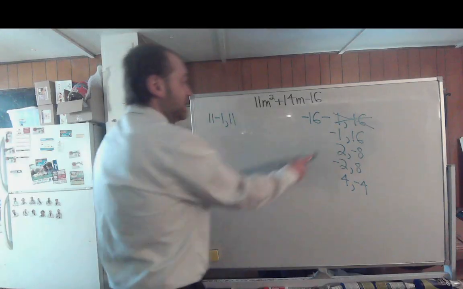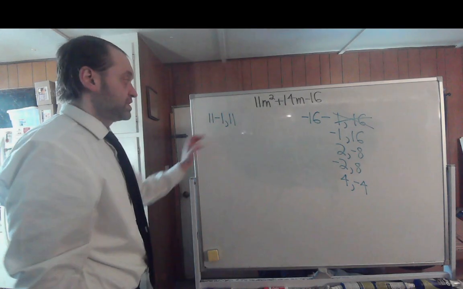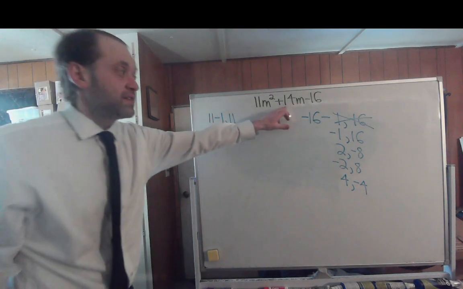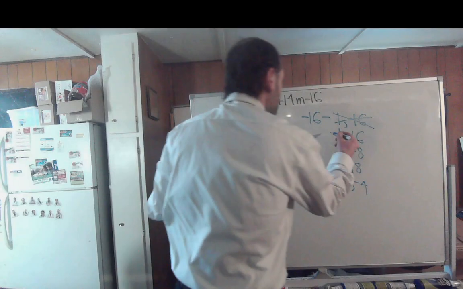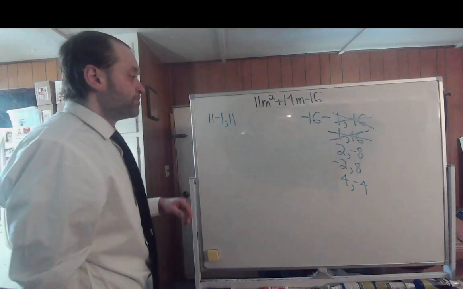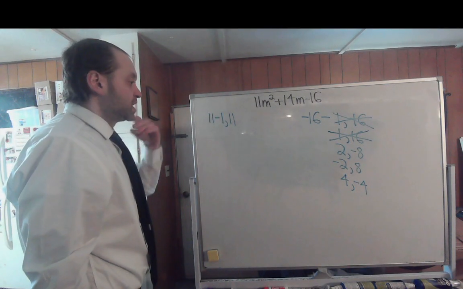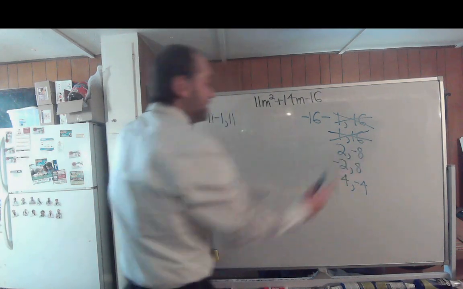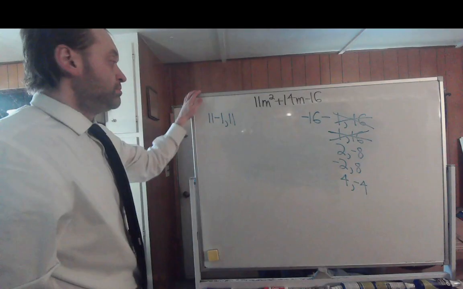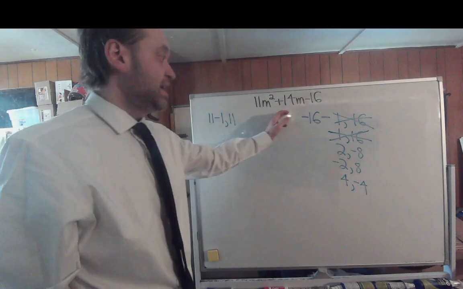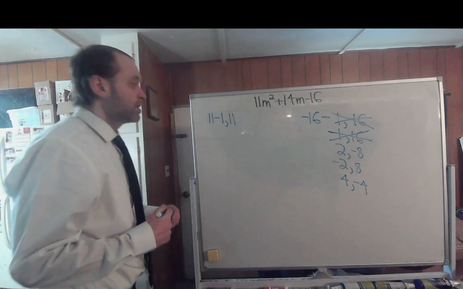11 times negative 1 is negative 11 plus 1 times 16, so that'd be negative 11 plus 16 would give you positive 5. Doesn't work. We're dwindling down the factors here. So what if I took, let's see, 11 times negative 8 is negative 88, plus 1 times 2 is 2. Negative 88 plus 2 would give me negative 86. Definitely not going to work.